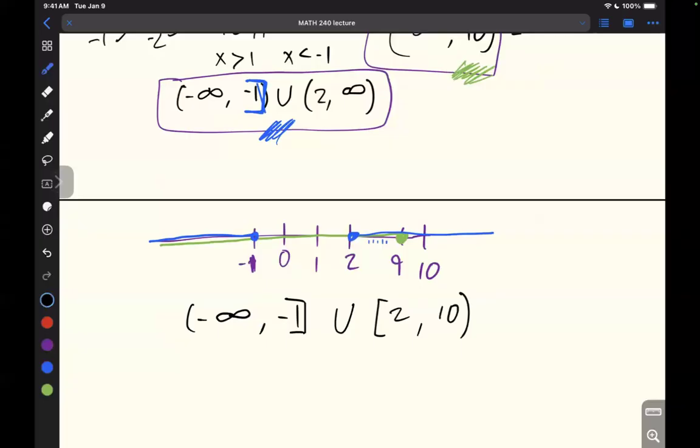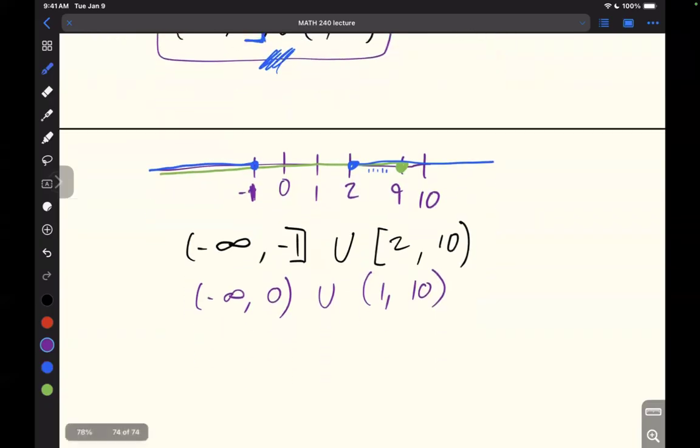Oh, nope, the book's not wrong. It just wrote it a different way. And so the book wrote negative infinity to 0, union 1 through 10. Can we see how those are the same thing? Right? So we said we stop at -1, but really we want to stop before 0. So that's okay. And then we want to start at 2, but we can start after 1. And so two ways of expressing the same things when we're working with integers. Questions?